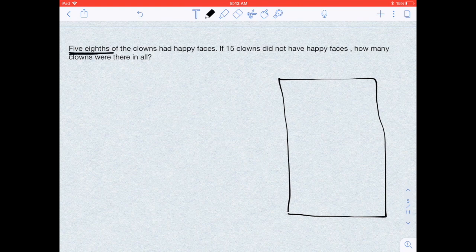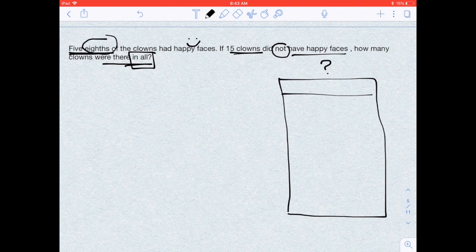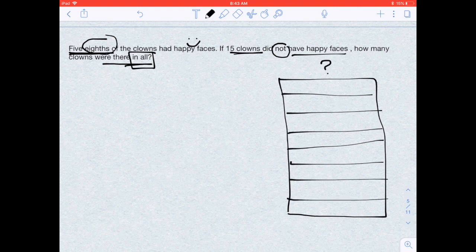So 5/8 of the clowns had happy faces. If 15 clowns did not have happy faces, how many clowns were there in all? That should make you think total. So I'm trying to figure out what my total is. All right, so if I have 5/8, that means this has to be broken up into eighths. 1, 2, 3, 4, 5, 6, 7, 8. Ooh, it's pretty even.